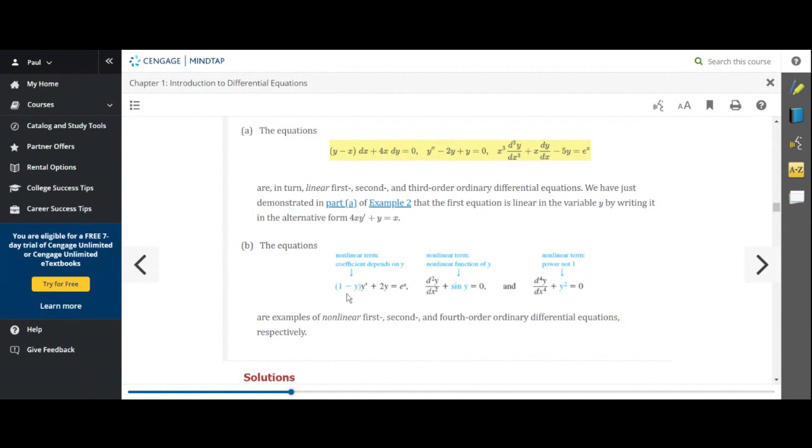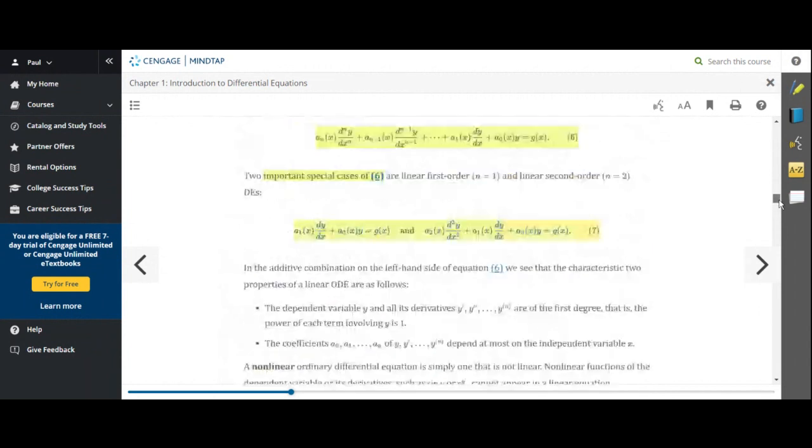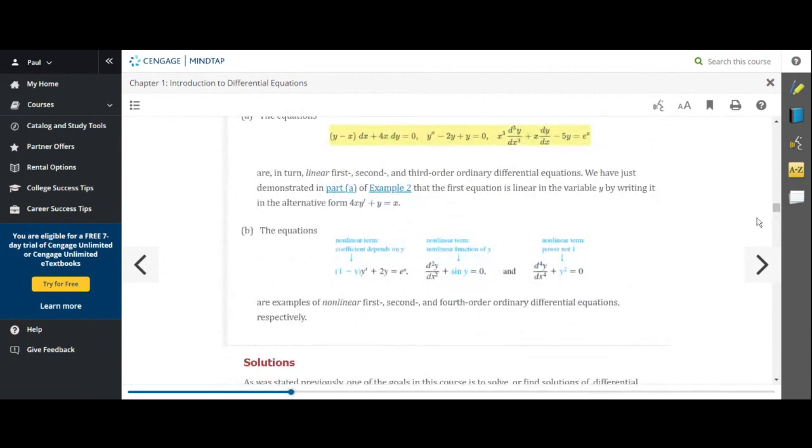Here, in part B from example 4, these differential equations are nonlinear. So what you're going to have to do is basically compare the definition here to the form of the differential equation. You have to develop a feel for this, and the only way to really develop a feel is to practice. So I want to stop there and give you a chance to work on that first assignment.